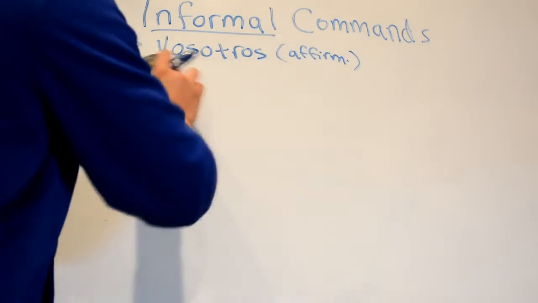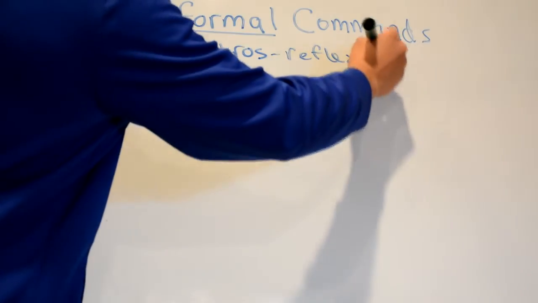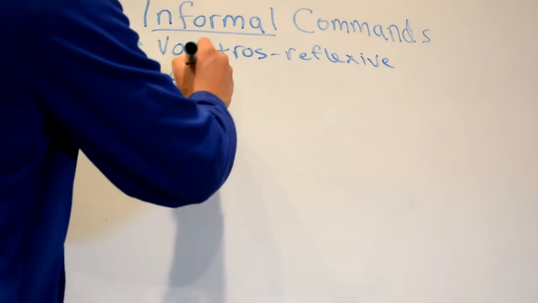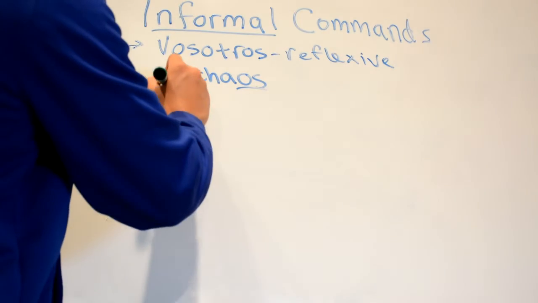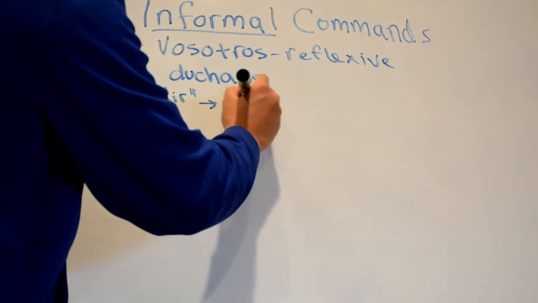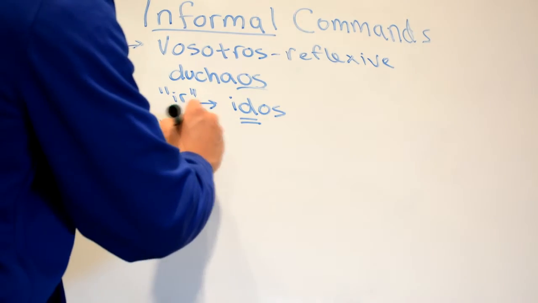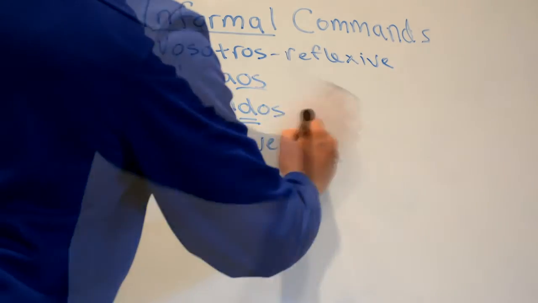For reflexive commands in the affirmative, remove the d and add os. For example, duchaos, you all shower. The exception is ir, which goes to idos, you all go. Verbs ending with ir require a written accent to maintain the stress. For example, with vestir, it would be vestíos. Rather, vestirse would be vestíos.